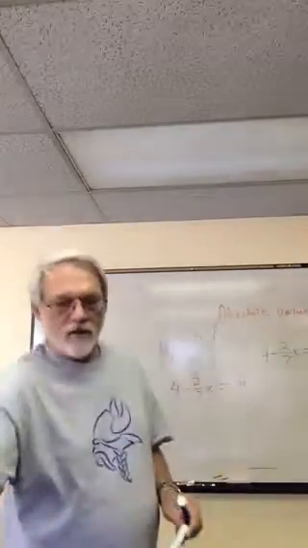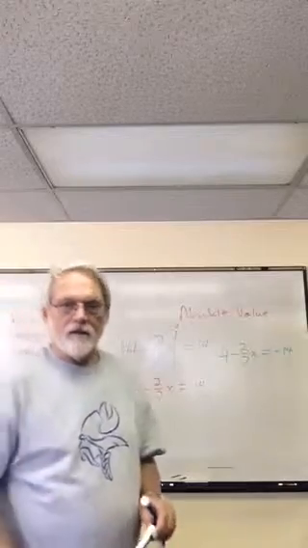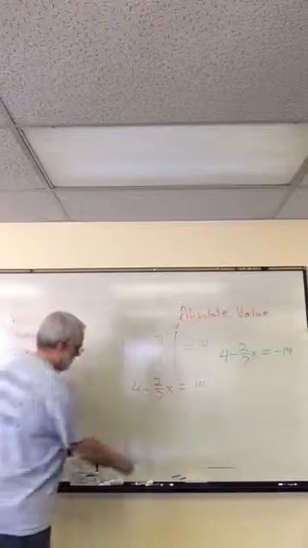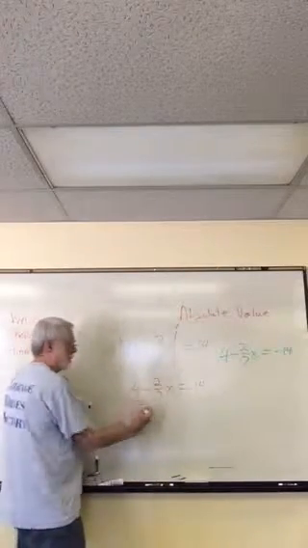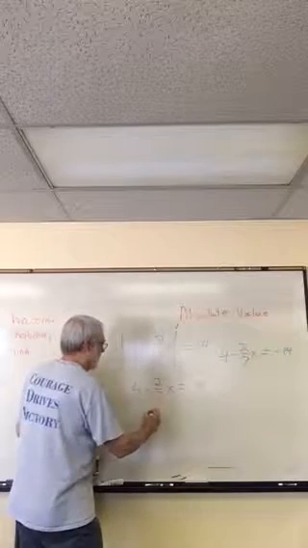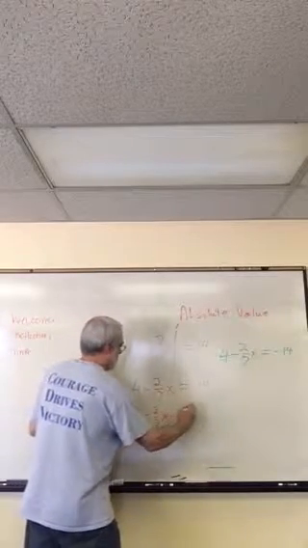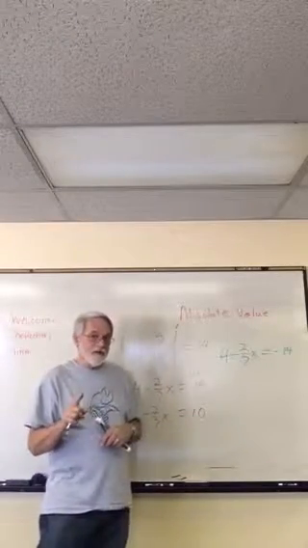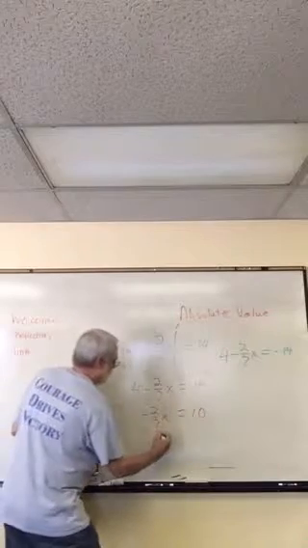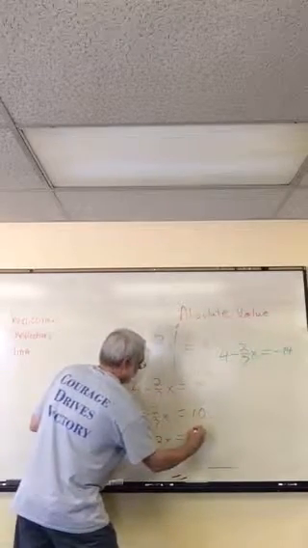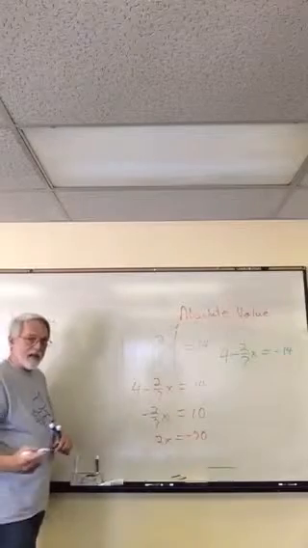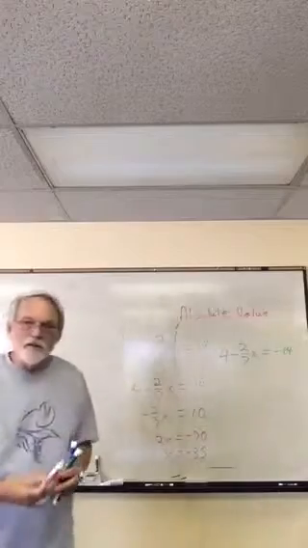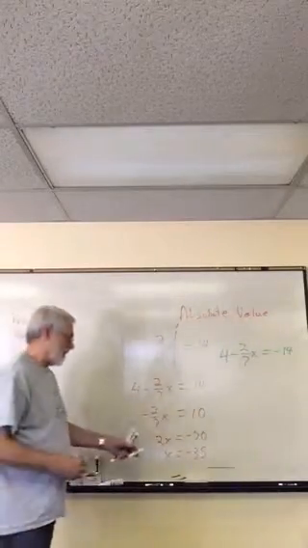All right, so the first one, we'll try this. We're going to subtract 4 from both sides, and we get negative 2/7 x equals 10. Then I'm going to multiply everything by negative 7. So I end up with 2x equals negative 70, and x equals negative 35. So that's one solution.